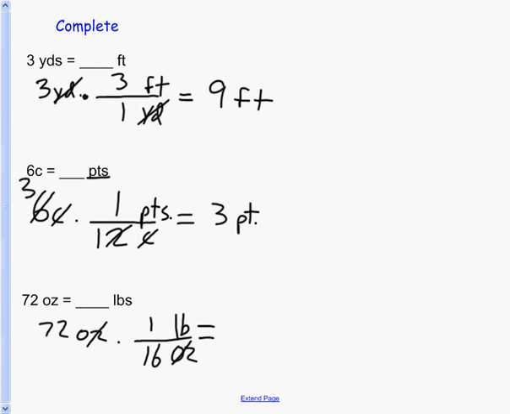16 doesn't go into 72 evenly, pardon me, because 16 times 4 is 64. So we still can divide though. I see we can divide by 8 to get 9 on top, 2 on bottom. So then I have 9/2, which turns into 4.5 pounds. And you can write that as 4.5 or 4 and 1/2. Either way is acceptable.